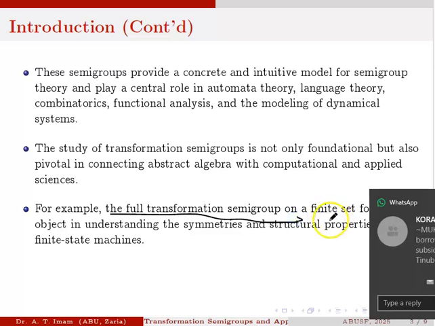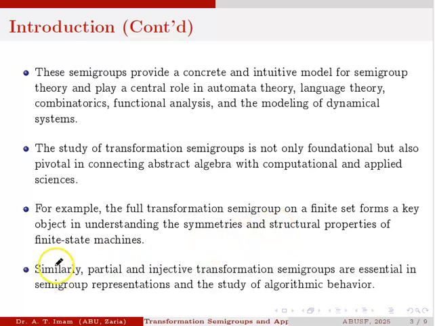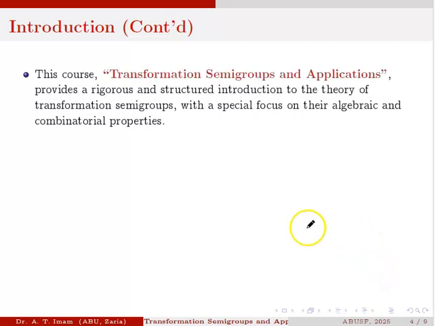The full transformation semigroup on a finite set forms a key object in understanding symmetries and structural properties of finite state machines. We are going to discuss all these issues in detail. Similarly, partial and injective transformation semigroups are essential in semigroup representations and the study of algorithmic behavior. So these classes of semigroup are very important.